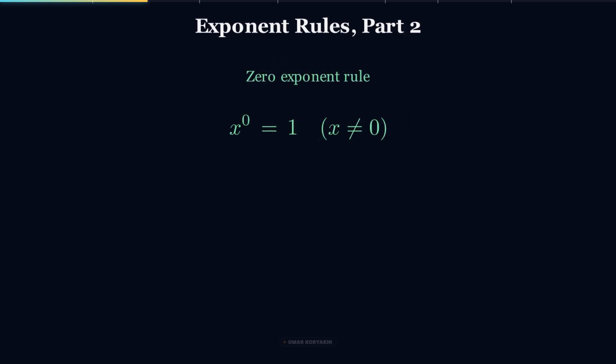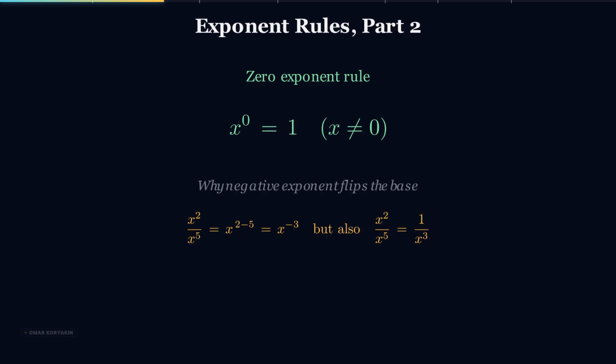Here is the formal statement. Any non-zero number raised to the 0 power equals 1. We exclude the case x equals 0 because 0 divided by 0 is undefined and the underlying derivation breaks. Every other base, whether positive or negative, large or small, integer or fraction, raised to the 0 power equals 1. Memorize this rule, it shows up everywhere in algebra and in calculus.